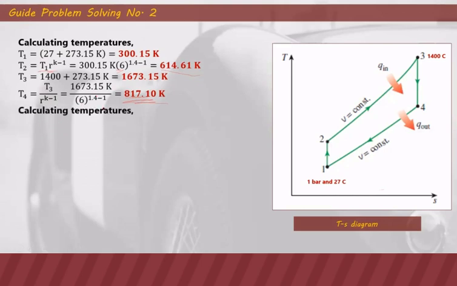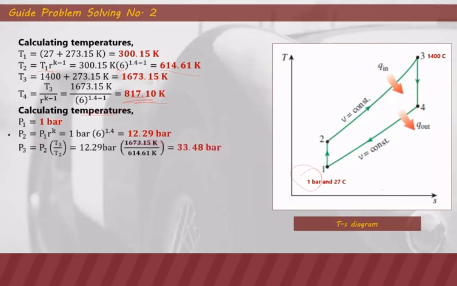So for the pressure, this is calculating the pressure. At point 1, it's given as 1 bar. That's why we have 1 bar. At point 2, we can use the relationship P1 R to the power of K, solve for P2. So that is 12.29 bar.